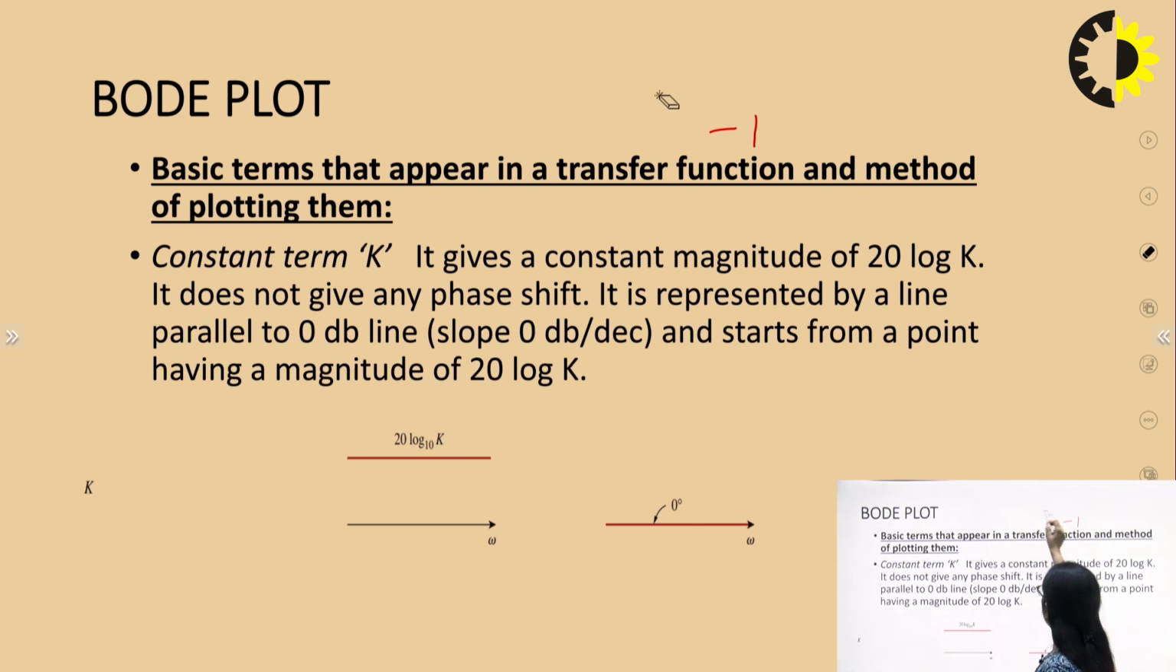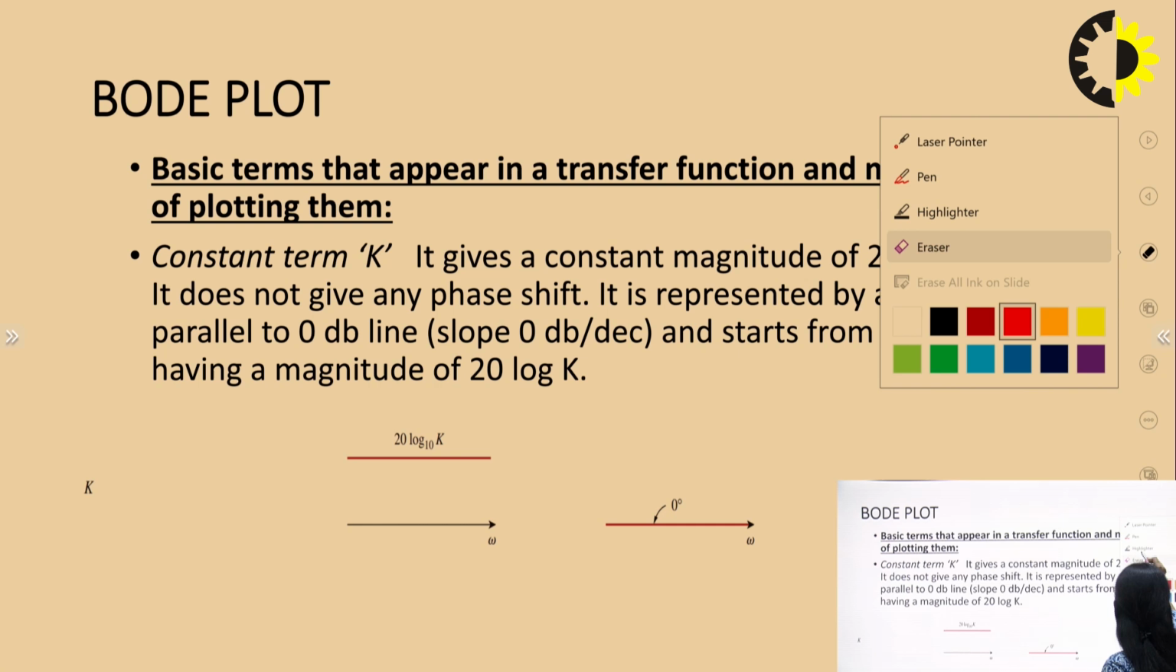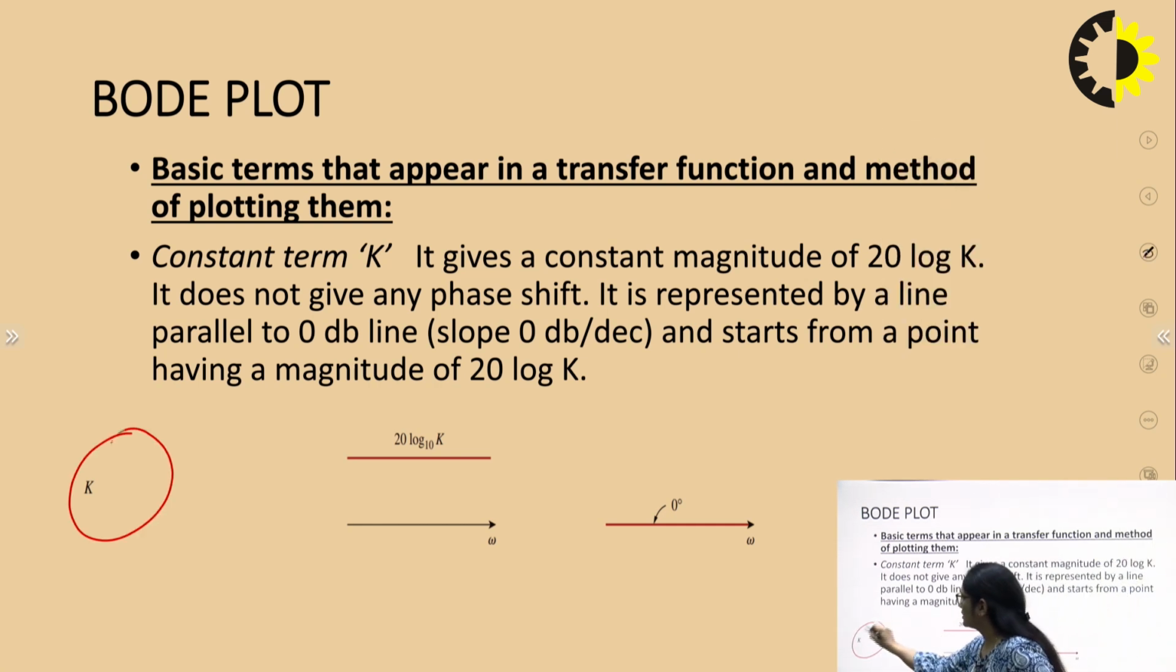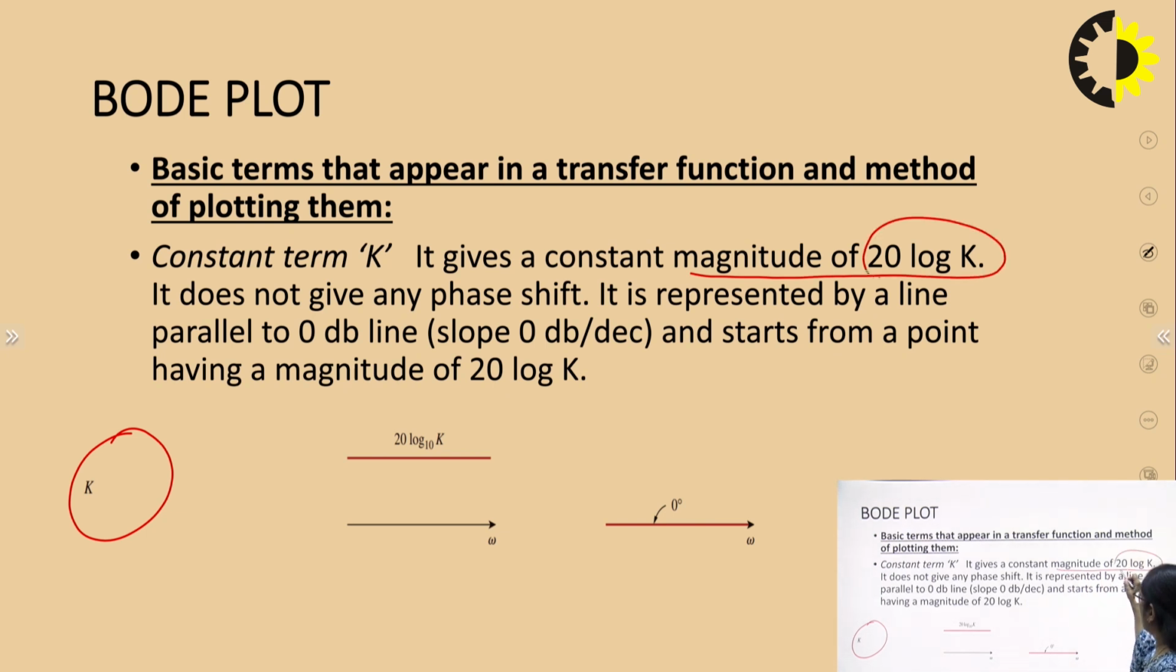If you have a constant term in the transfer function, that is K, how is K represented? The constant term K gives a constant magnitude whose value will be 20 log K, and it does not give any phase shift. It is represented by a line parallel to the 0 dB line.